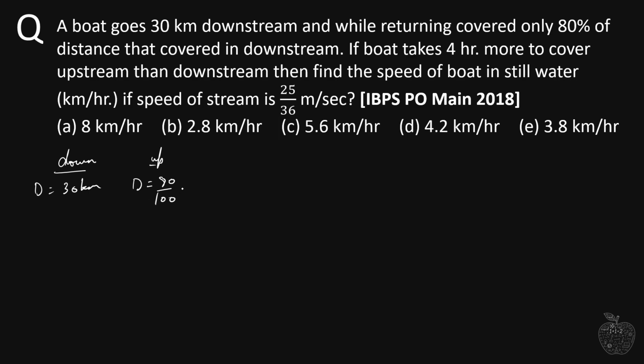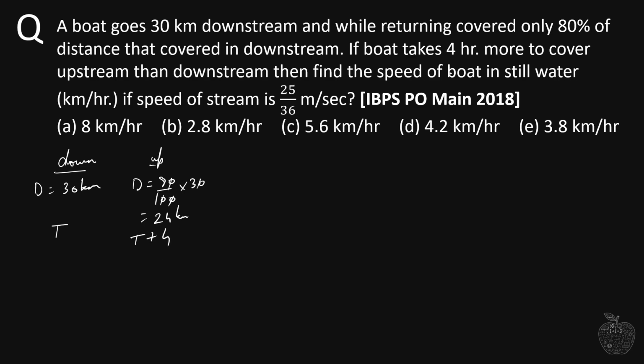So when the boat was going upstream, the distance covered was only 80% of the distance covered downstream. So 80% of 30. The zeros get cancelled, so it is 24 kilometers. The boat covered 24 kilometers while going upstream. If the boat takes 4 hours more to cover upstream than downstream, let's say the time taken by the boat going downstream is T, then the time taken going upstream will be 4 hours more, so it will be T plus 4.